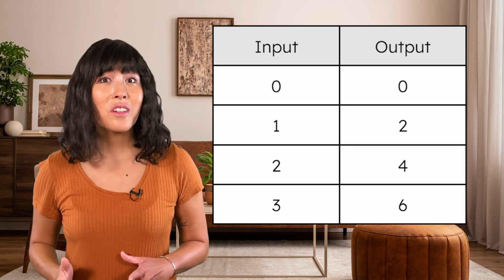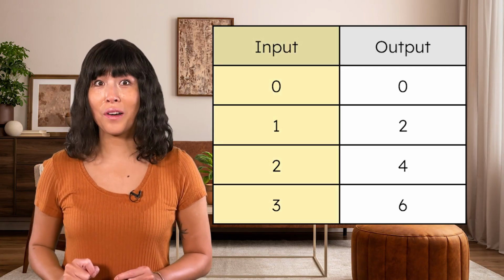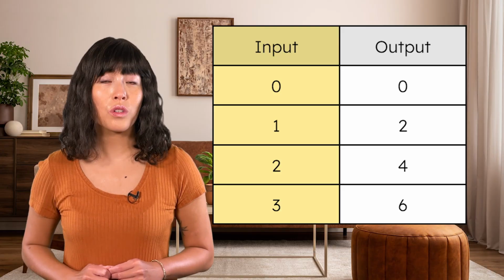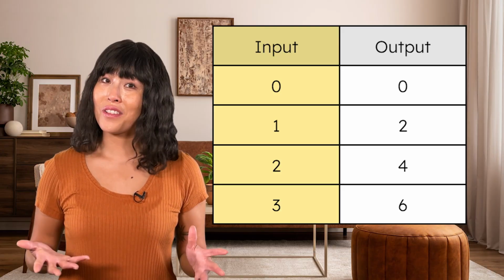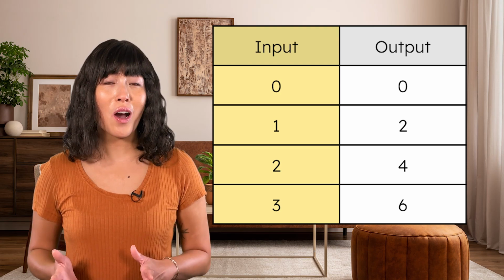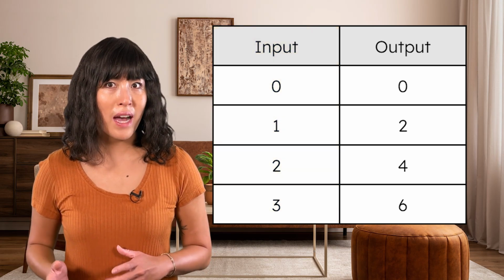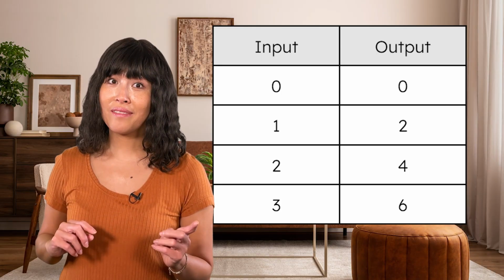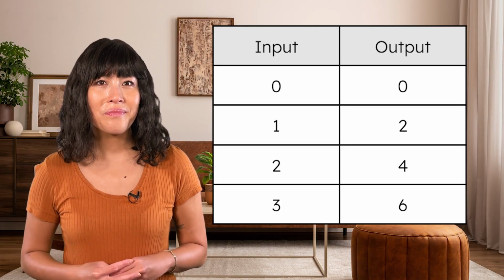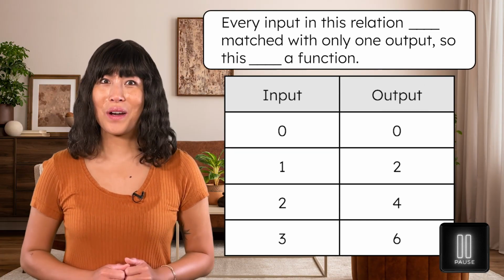To determine whether or not a relation is a function, pay attention to the inputs. Each input can only appear once in order for these points to represent a function, just like each button on the remote having only one job in order to work properly. Are the inputs in this table matched to only one output? How do you know? Pause the video and complete the sentence in the guided notes.